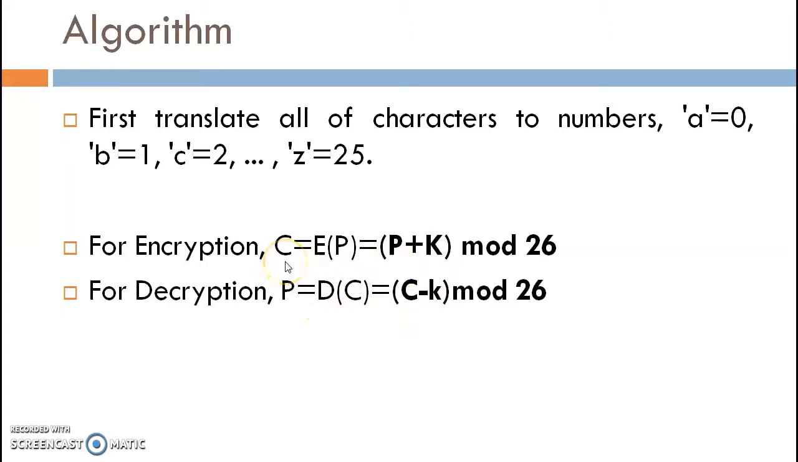So for encryption, C means we get the ciphertext letter, which equals the encryption of the plain text letter, that is, the plain text letter plus key modulo 26. In the same way for decryption we get back the plain text: P equals decryption of C, meaning the ciphertext letter minus key modulo 26.